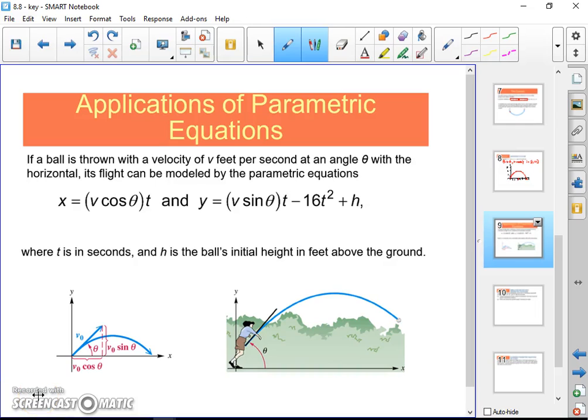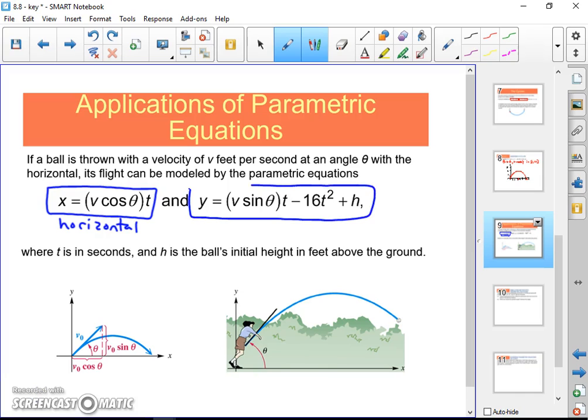We can talk about applications of parametric equations where we're talking about hitting a golf ball or throwing a baseball or launching a rocket, where we can talk about how far it travels horizontally or how high it travels. And we can represent those distances with these parametric equations. Okay? We've got things such as velocity.